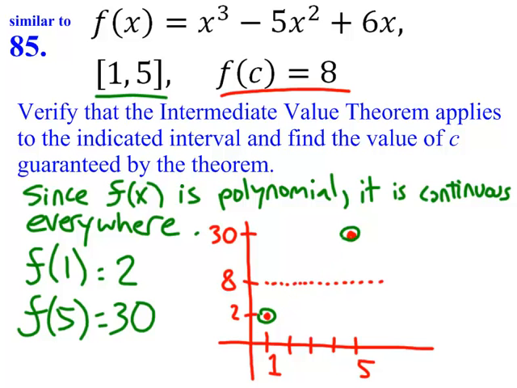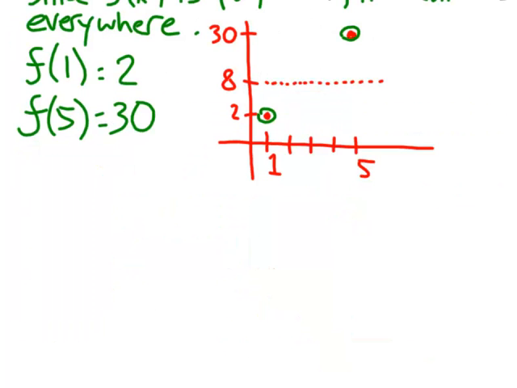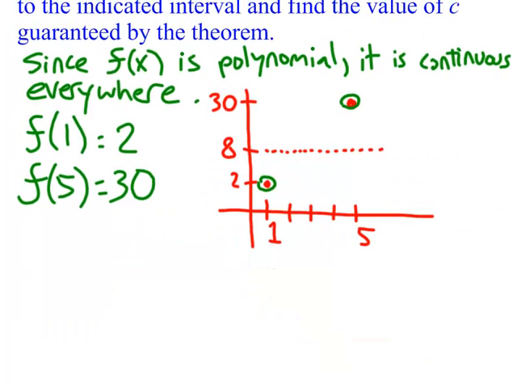Okay? So what do we do here? We basically demonstrated that the IVT applies. So since f of x is a polynomial, it is continuous everywhere. I see those two values. And so to just really complete this thought here, let me extend the page a little bit and finish this sentence.